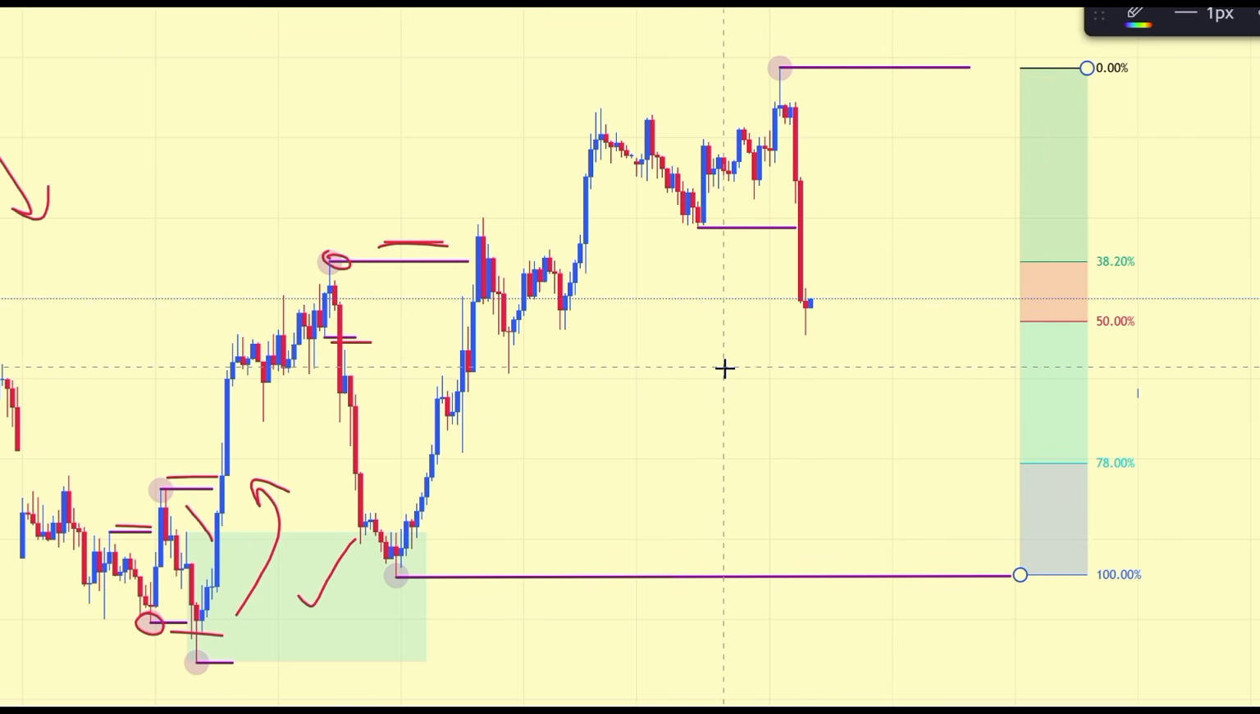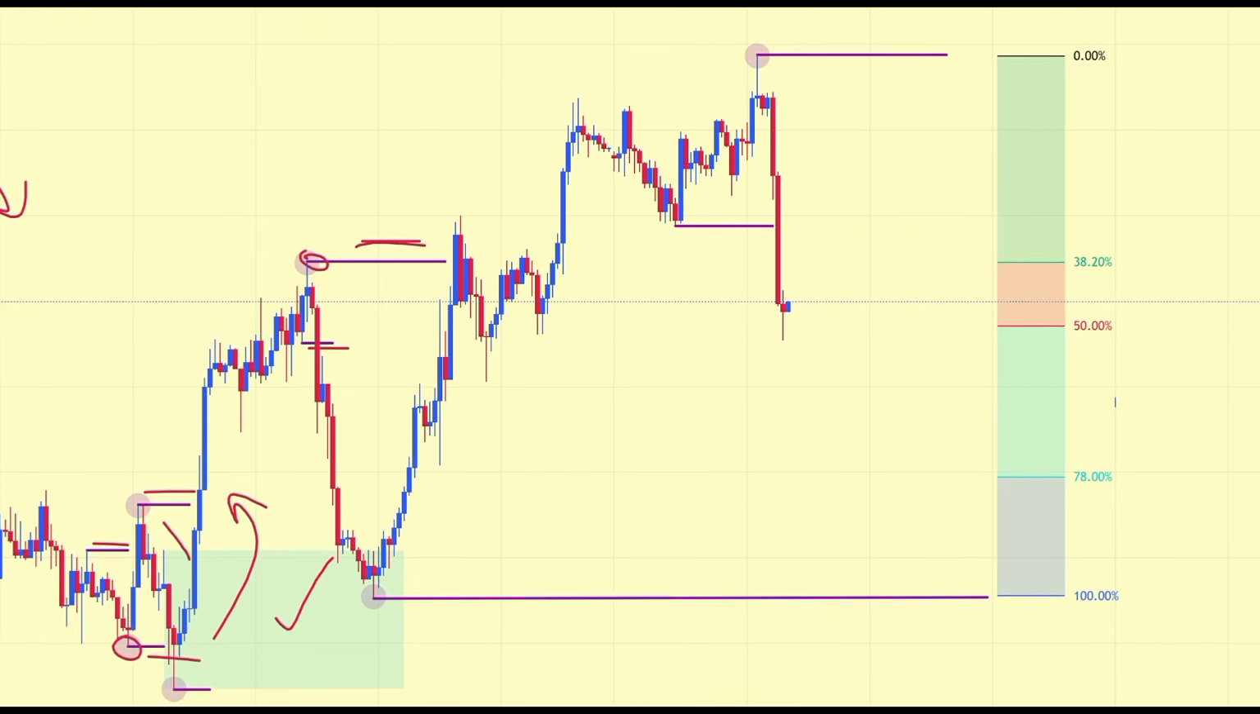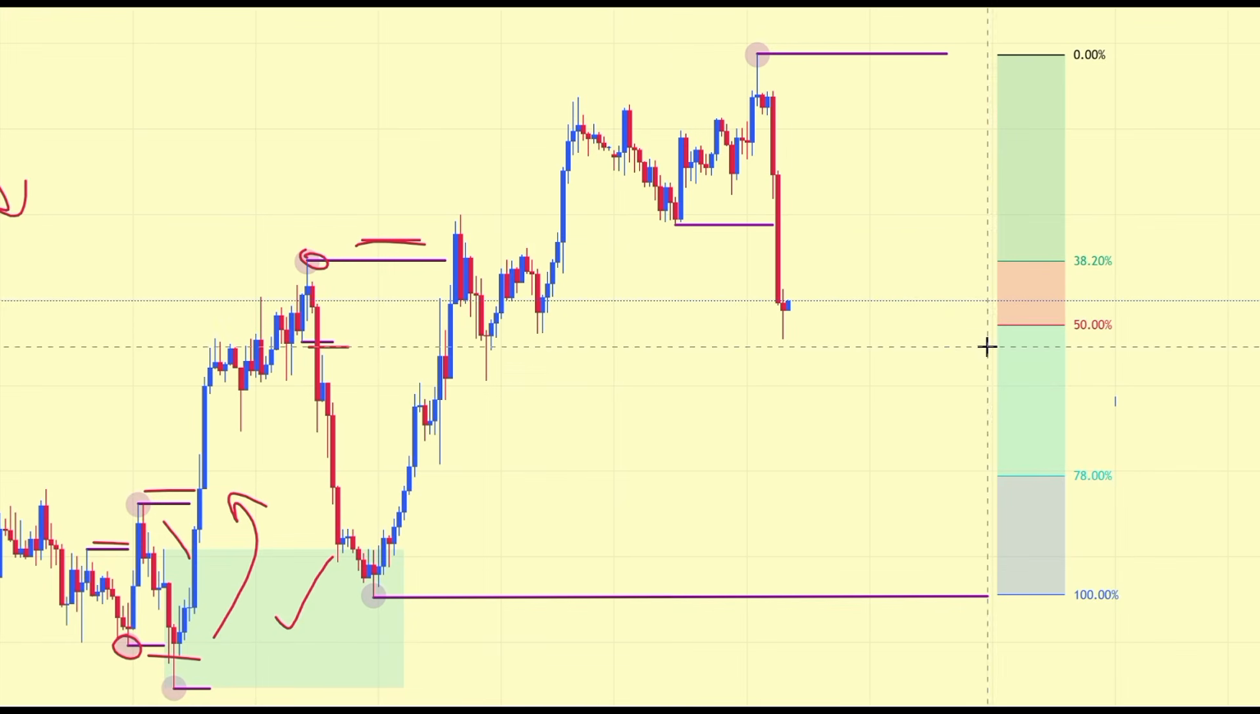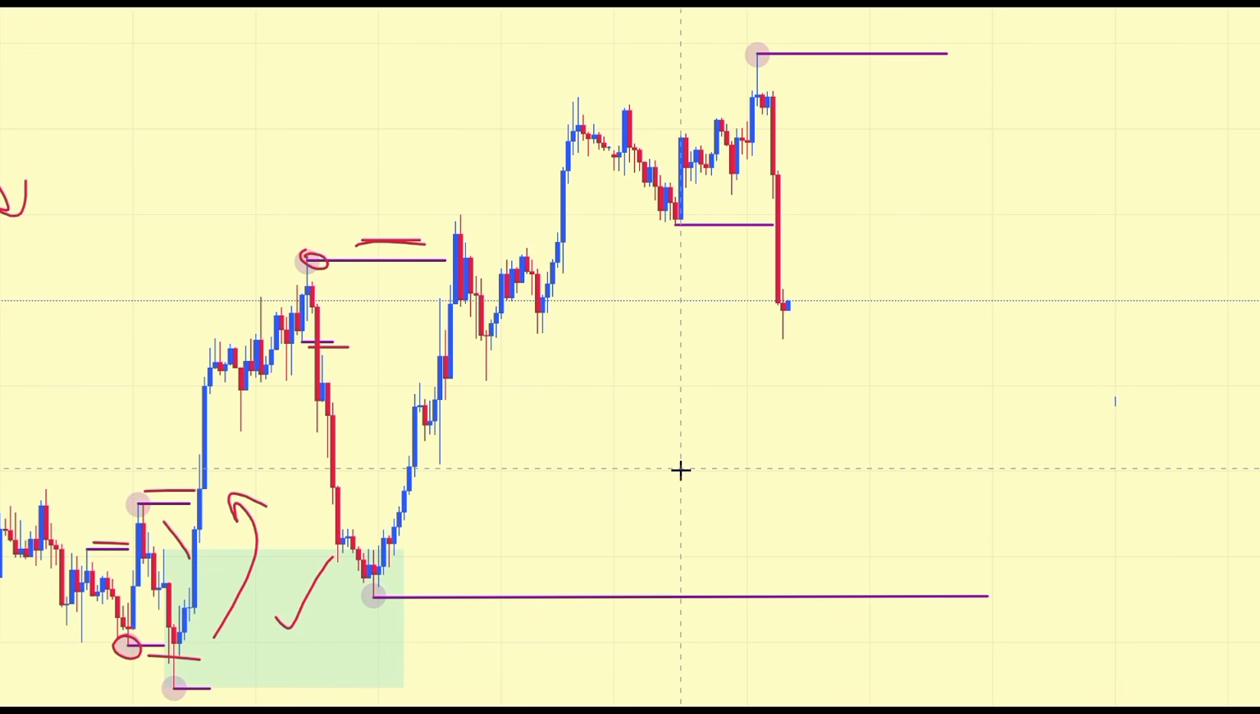Alright, so right now is the time to mark the POIs, or to mark the key areas. And like I said, when we are marking the POIs, we start with the order flows, because the order flows are primary and the order blocks are secondary.